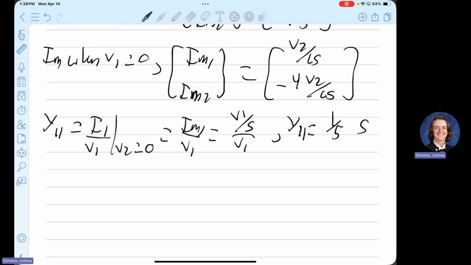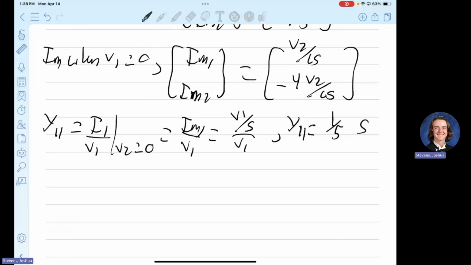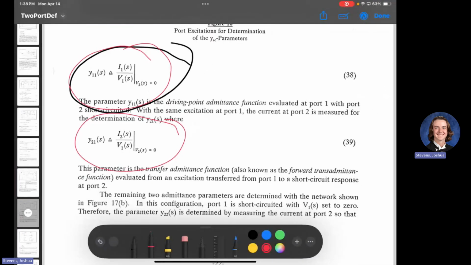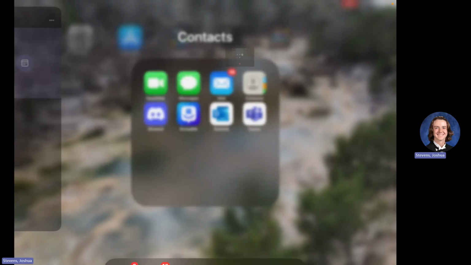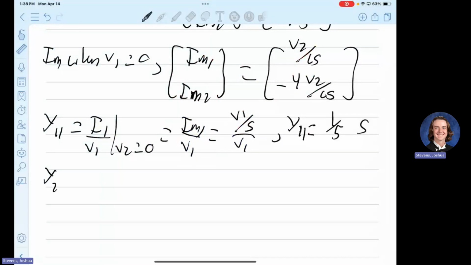So then the next thing on this is Y21, which is I2 over V2 when V2 is 0. Let me go back to let you look at it. Okay, I'm just gonna do that and that. Cool. Okay, so Y21 equals I2 over V1 when V2 is equal to 0.